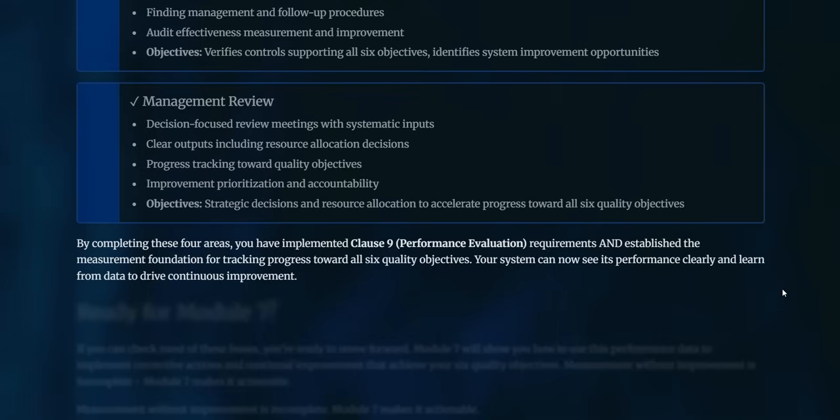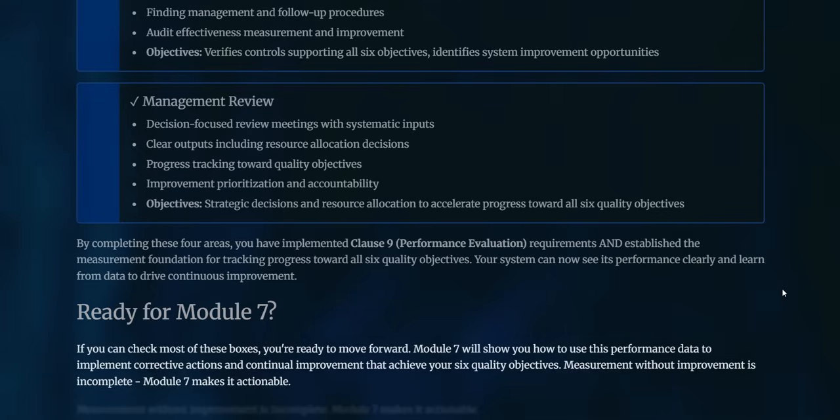Now, by completing these four areas, you have completed Clause 9 performance evaluation requirements. And also you have established the measurement foundation for tracking progress toward quality objectives. Your system can now see its performance clearly and learn from data to drive continuous improvement. Are you ready for Module 7? If you can check all of the above, that means you are ready for Module 7 and we will use it to improve.